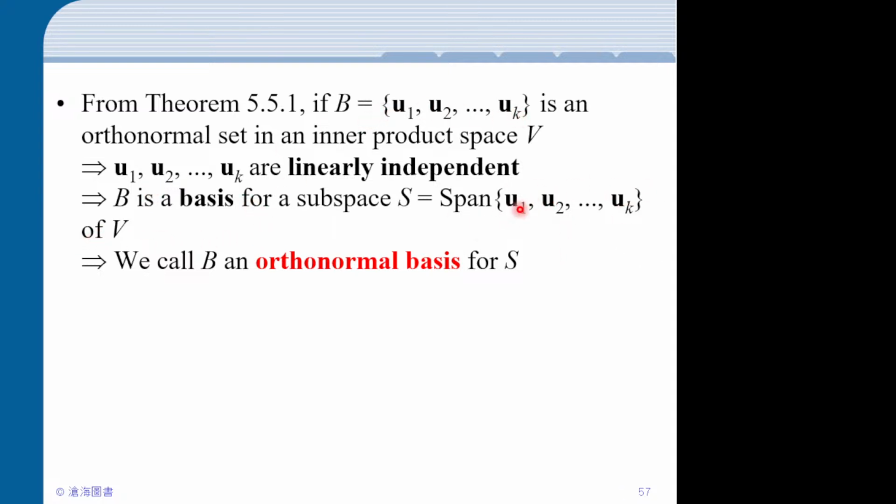Okay, so an orthonormal basis is basically a basis that's also orthonormal. So it's a stronger requirement on a basis. You have a basis for something, and every vector inside has norm one, and they are orthogonal to each other, then it's an orthonormal basis.